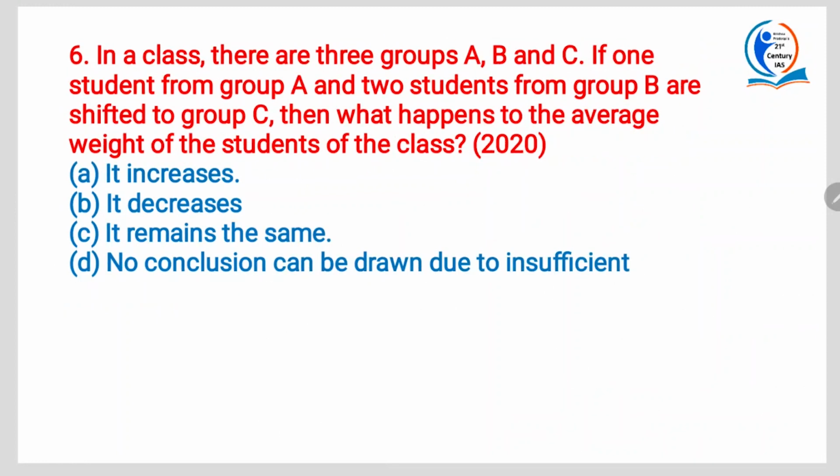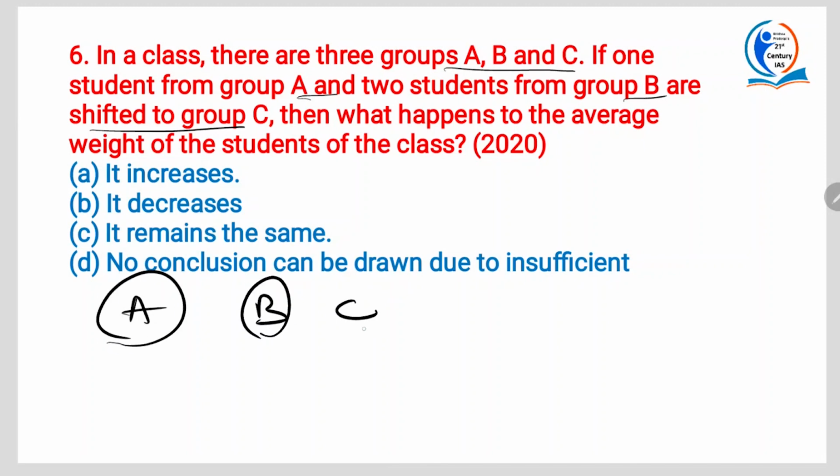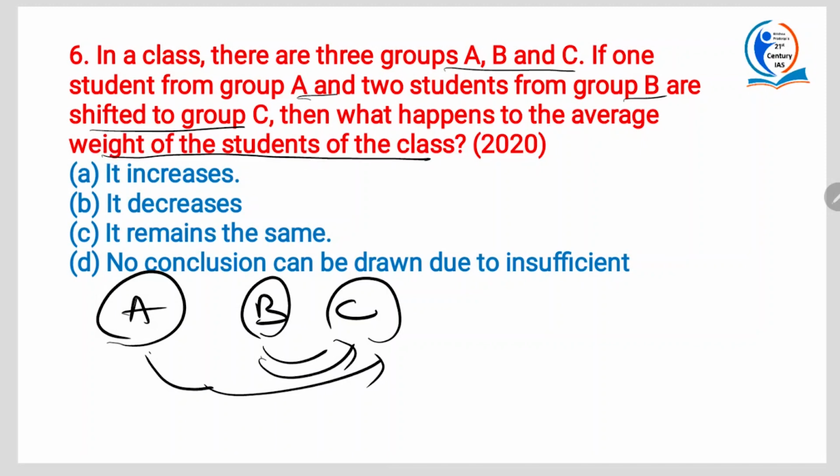All right. Now, in a class, there are 3 groups, A, B and C. If one student from group A and 2 students from group B are shifted to group C, okay, these are groups. So one fellow is shifted from group A and 2 students from group B. So a total of 3 shiftings happened. Now, what happens to the average weight of the students of the class?